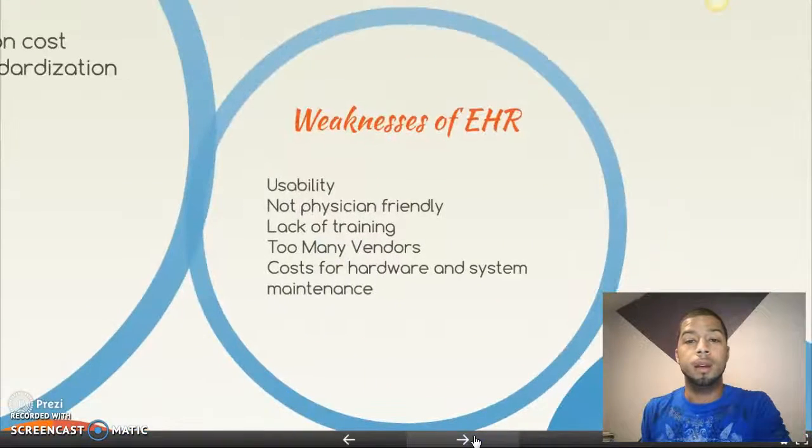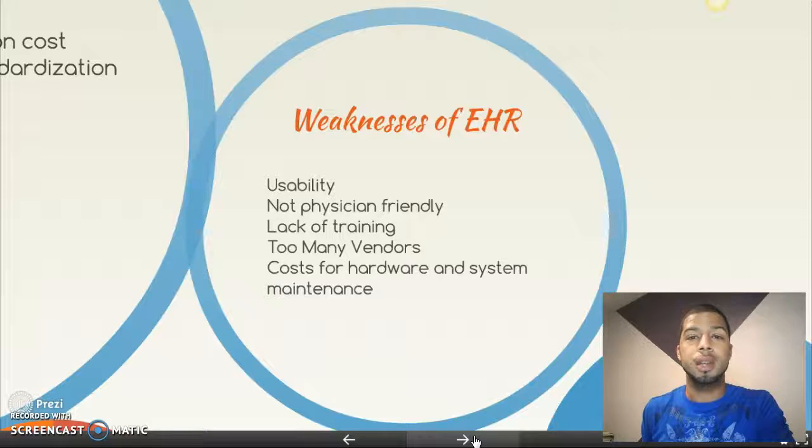More weaknesses of the EHR is usability. It's actually not always physician friendly, as it can be a major time sink, and it isn't necessarily the physician's job to do that. It's kind of something that you would presume to be more of an administrative thing. As I mentioned just a moment ago, there's issues with lack of training, having too many vendors, and then thinking about the cost of hardware or even system maintenance.